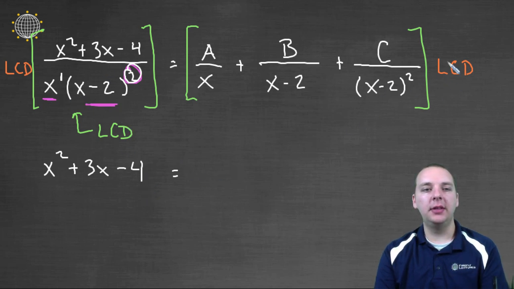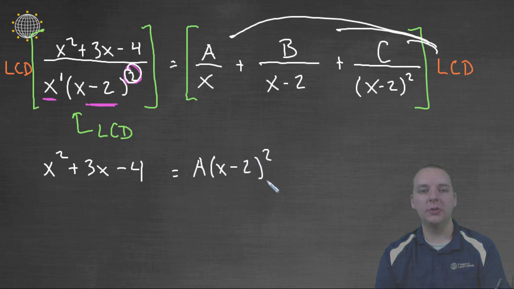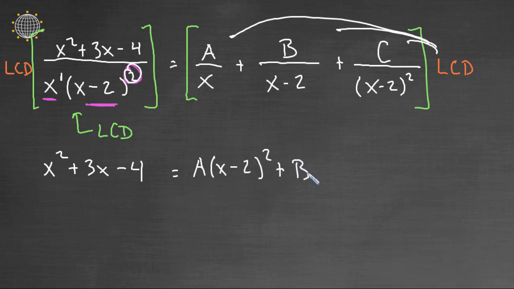Now, what would you get if you distributed this LCD through on the right-hand side to these three terms? Well, the first term would have an a. The x would cancel because it's a over x, but you would have an x minus 2 squared. That's good news. You would have a b. It would have an x, but you would only have one factor of x minus 2 because one of these factors canceled, right? So it wouldn't be x minus 2 squared. The last term, on the other hand, has a c and an x because the x minus 2 squared, both factors canceled. So no fractions. This is pretty good news.